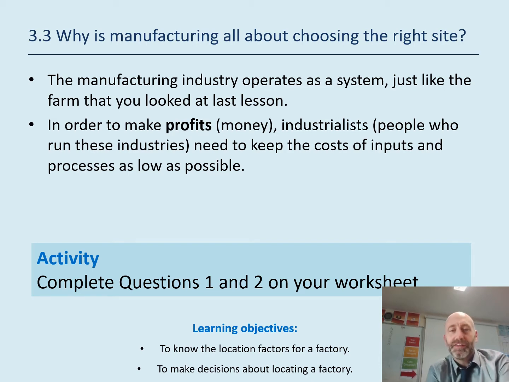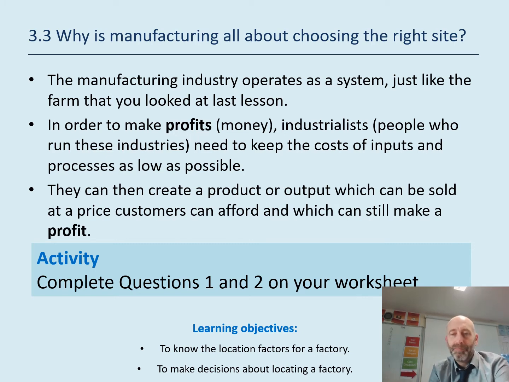In order to make profits, which is money, industrialists, who are the people who run the industries, need to keep the costs of the inputs and the processes, the things they put in and the things they do, as low as possible. Then they make as much money as they can on the outputs. They create a product or a service which can be sold, and they try to get as much money as they can for that, so they make as much profit as they can. So have a go at answering questions 1 and 2 on your worksheet, and try to give some clear definitions for some of the key words that it mentions there.